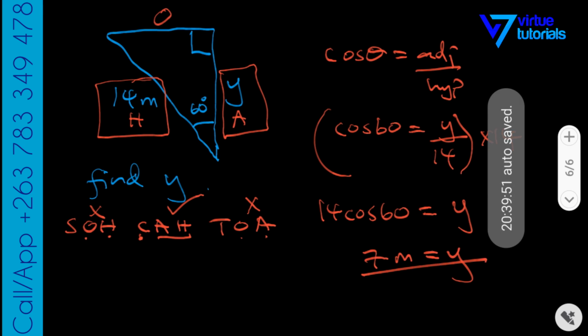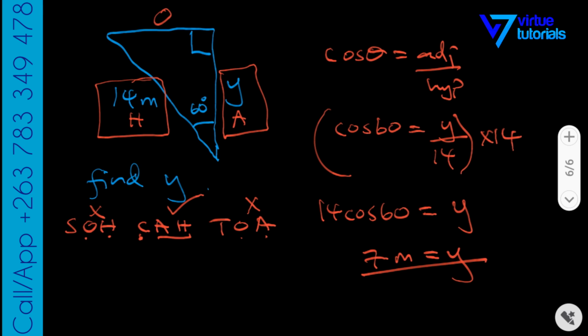Okay, so this is simply how you can make use of the trigonometric functions to find a side that is unknown. So you can try a few questions, then we go to the next section where we're finding angles.